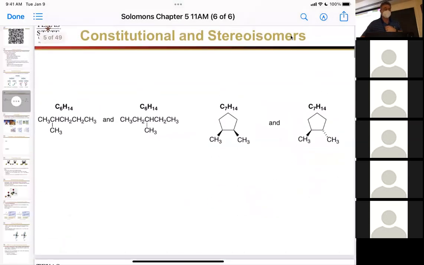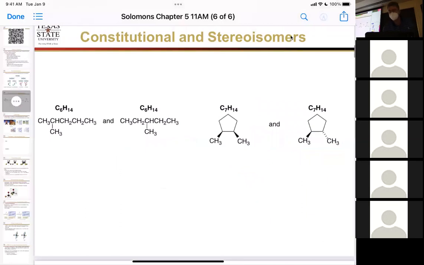Okay, so in the case of constitutional isomers, we can see right away that if we just move one of these methyl groups over one space, we have this. That is a constitutional isomer. We have moved a bond. We have swapped a hydrogen and moved the carbon over one bond.